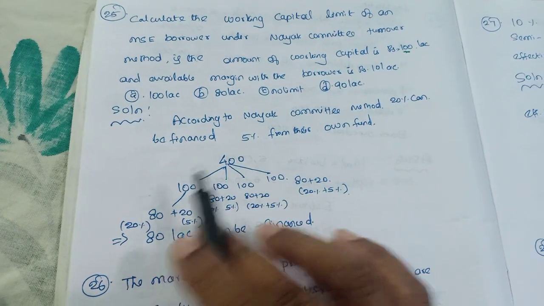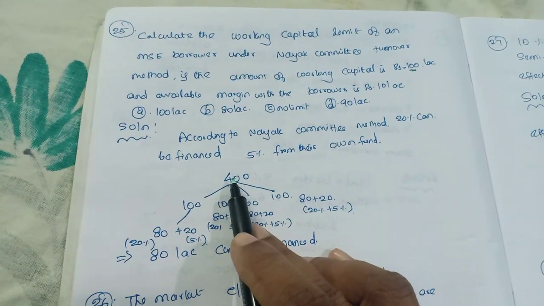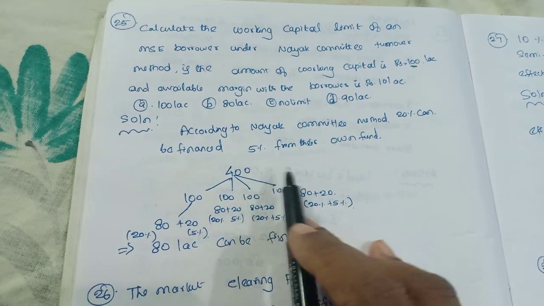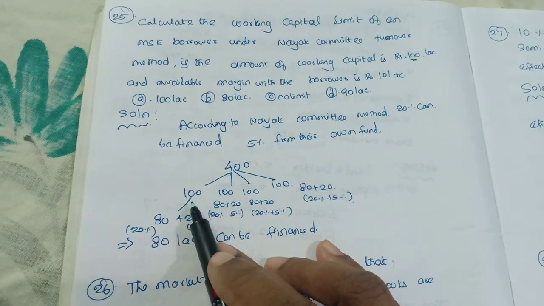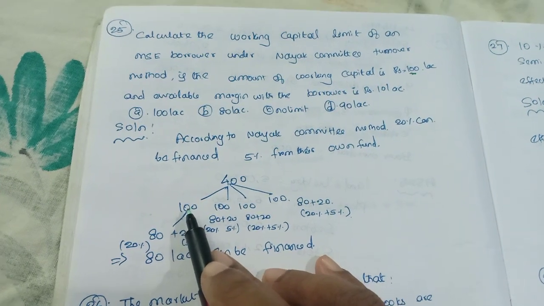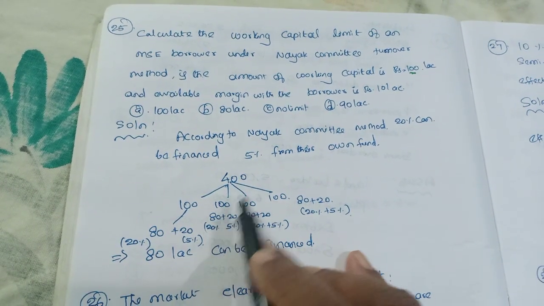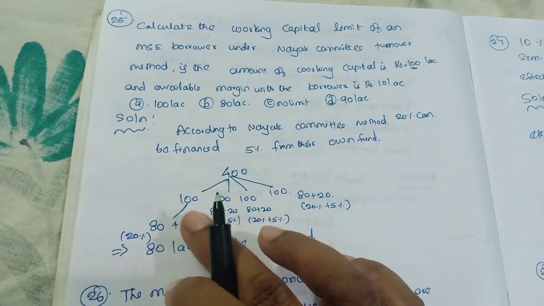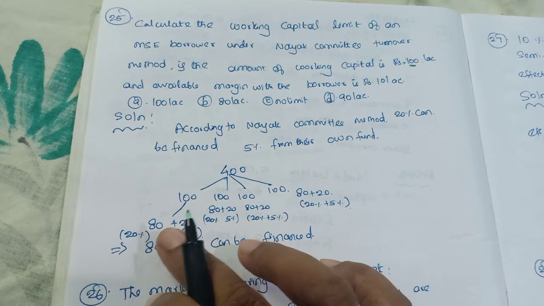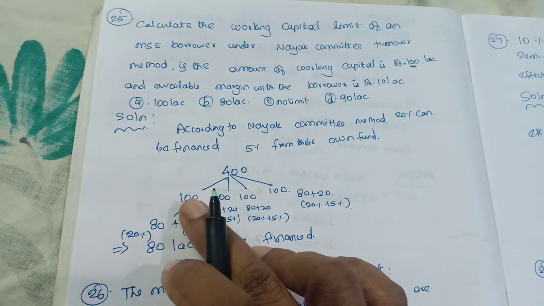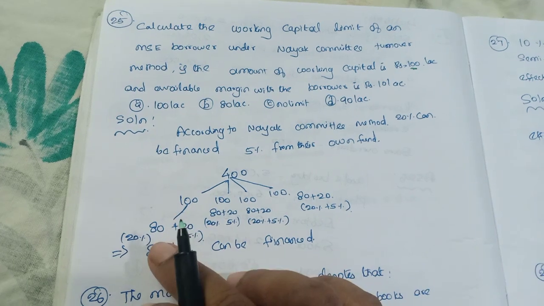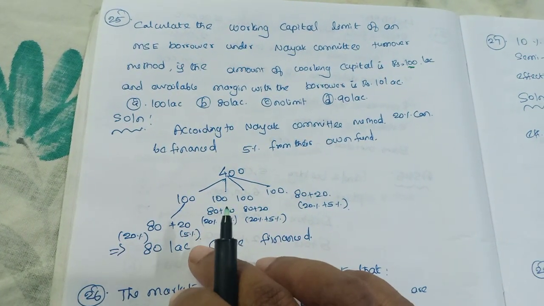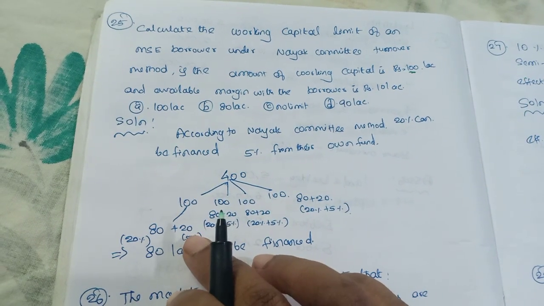So for the whole year, his turnover is 400 lakh. I am dividing it into 4. So for the first quarter his limit is 100, for the second quarter 100, third quarter 100, and fourth quarter is also 100. Under Nayak committee method, 20% of the funds will be funded by the bank and 5% should be from the proprietor. So among this 100 lakh, 80 lakh the bank can fund and 20 lakh is to be backed by the proprietor.